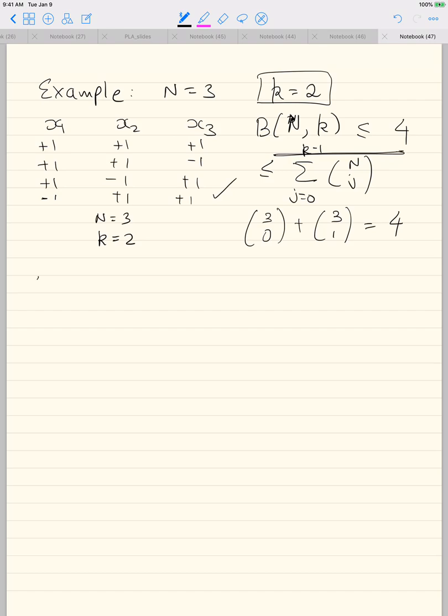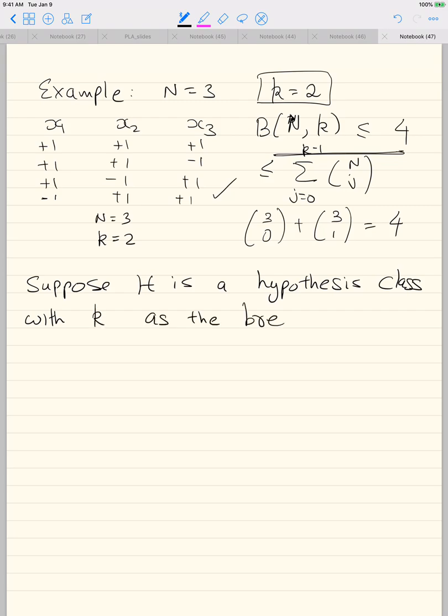Now suppose H is a hypothesis class with K as the breakpoint. Suppose K is a breakpoint for the hypothesis class H. How is m_H(n) related to B(n,k)? Can you even see the relationship between these two quantities? m_H(n) is the growth function of the hypothesis class H. It is the maximum number of dichotomy vectors of length n we can generate.